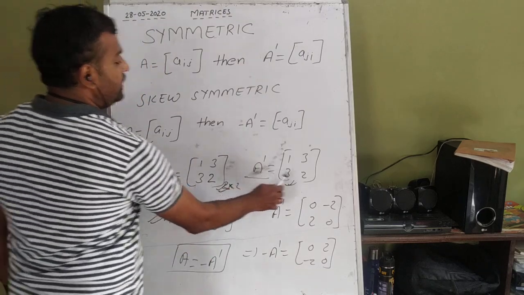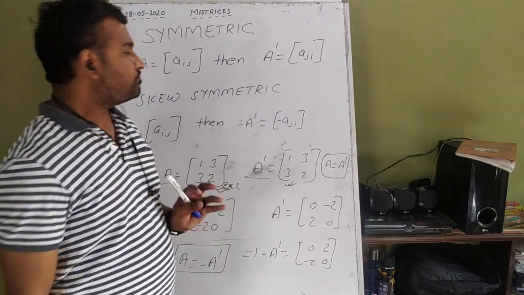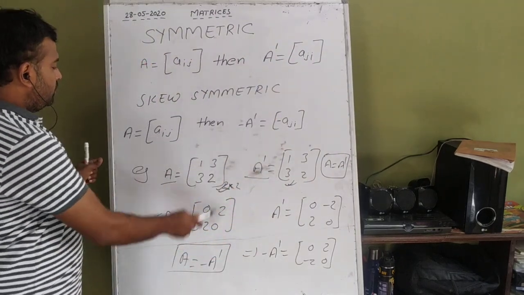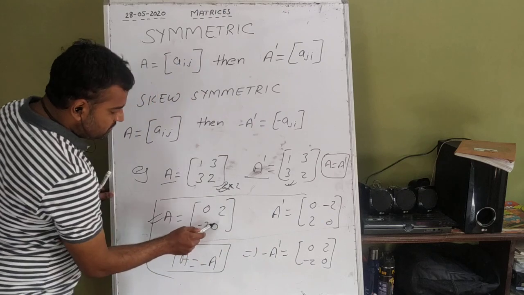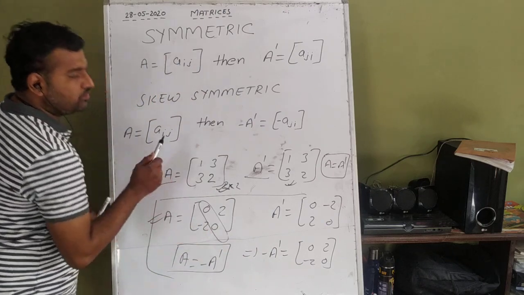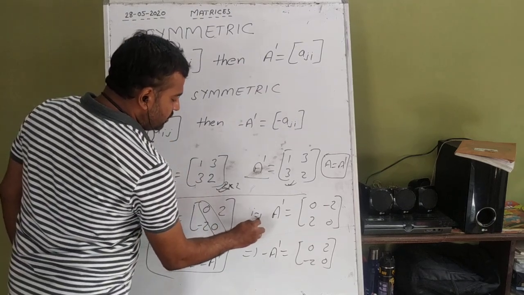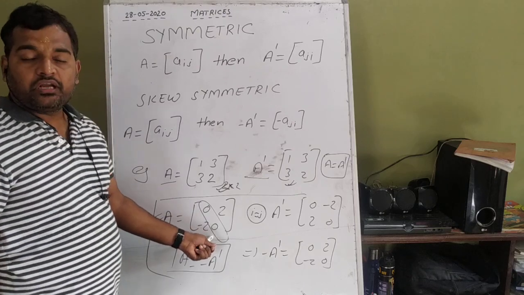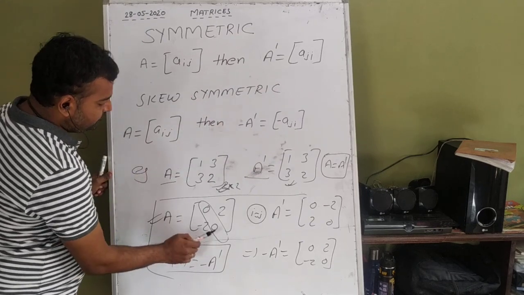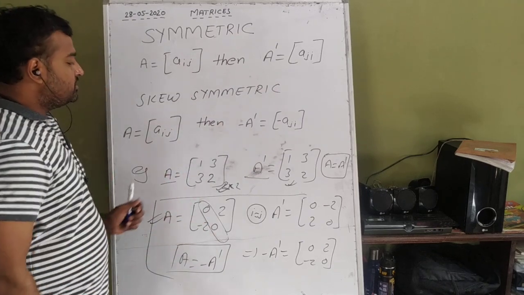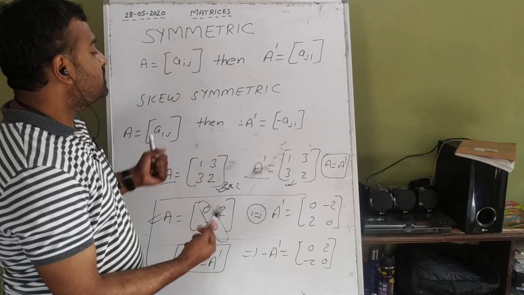Here A and A dash are the same. Then this matrix is said to be the symmetric matrix. Clear? Okay, now if you observe a skew symmetric matrix, you will see the diagonal elements. What are the diagonal elements? Those elements of a matrix for which i equals j are said to be the diagonal elements of a matrix. Then you will observe that in the case of skew symmetric matrices, the diagonal elements will always be 0.